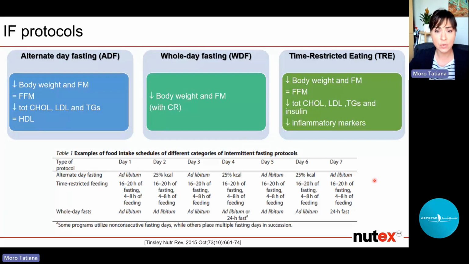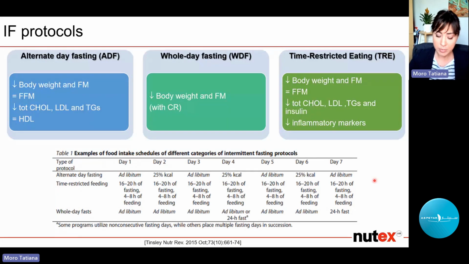And what we have seen so far is that this protocol is very useful to reduce body weight and fat mass, can keep the muscle mass, and again, it can reduce cholesterol and triglycerides, and have a greater effect on insulin sensitivity. And there are also some interesting data that show that time restricted eating can reduce inflammatory markers.